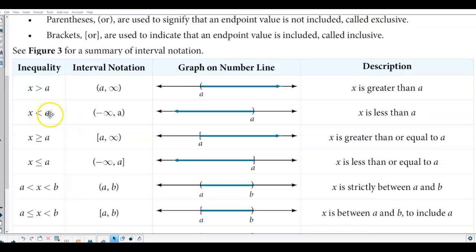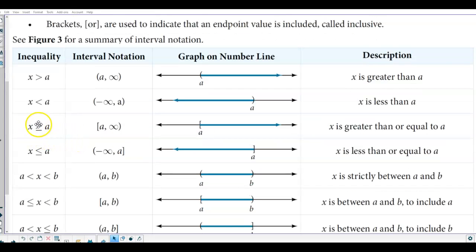Here we have x is less than a. So the smaller number is listed first, which is negative infinity, and then going to the value of a. So we have this parenthesis at a, and it's going towards the left towards negative infinity, which then describes the graph as x is less than a.